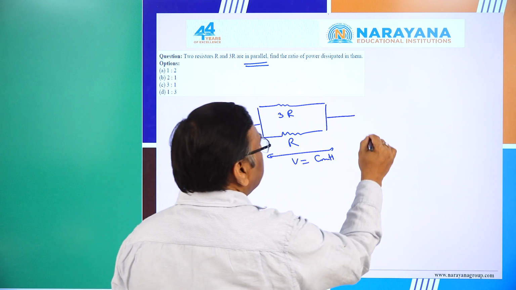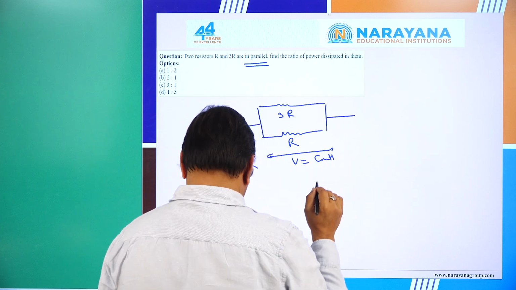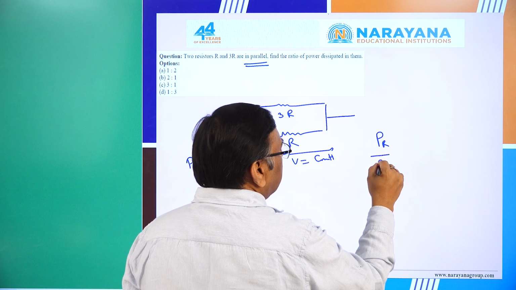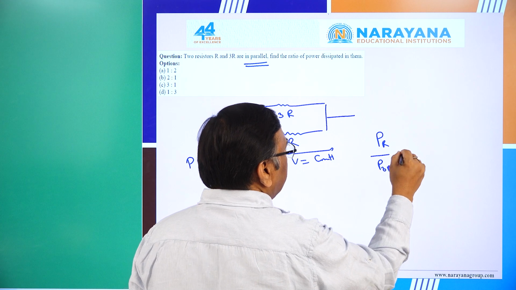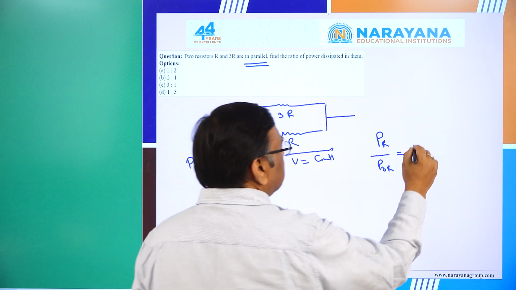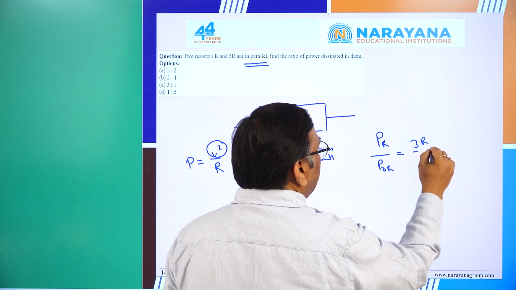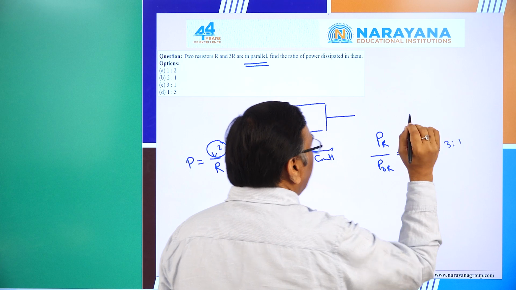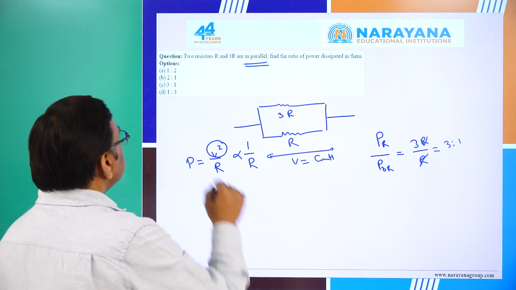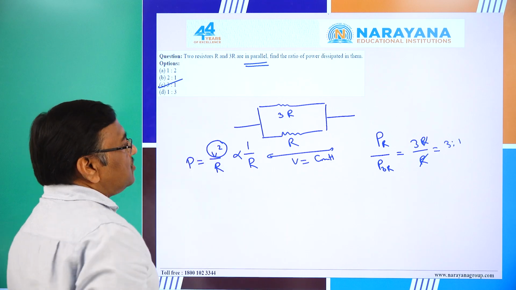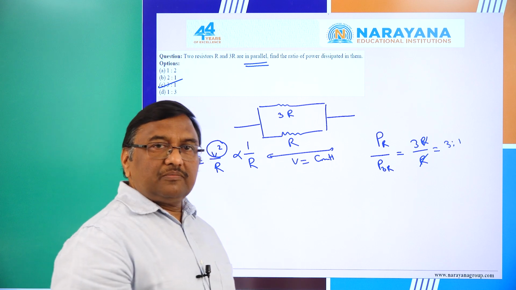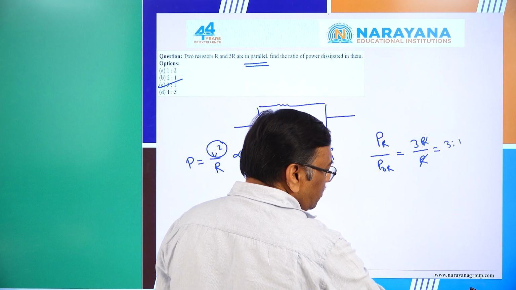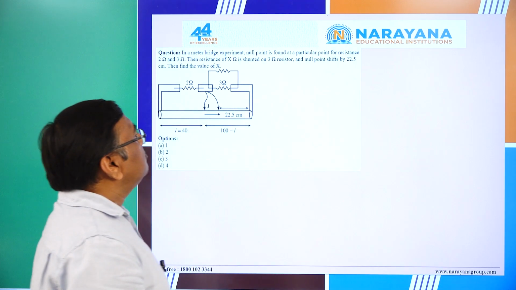As he is saying resistors R and 3R, we should write power dissipated in resistance R and power dissipated in resistance 3R. As it is inversely proportional, I will write it as 3R upon R. So what are you going to get now? It is 3:1. Is there an option possible? Yes, here we can say C is 3:1, so that should be the answer for this question. It is a very easy question. I hope each of you should be able to solve this. Okay, let us proceed to the next question now.